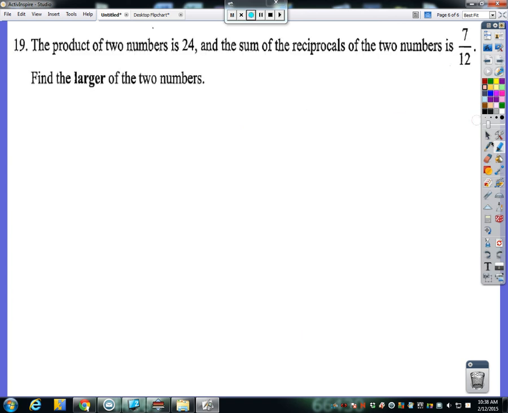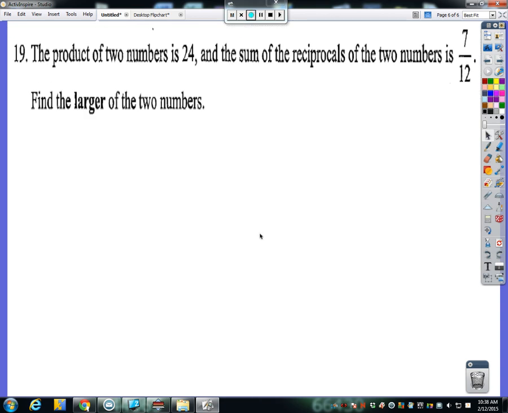All right, the last one I want to look at is number 19. Number 19 said the product of two numbers is 24, and the sum of the reciprocals of the two numbers is 7/12. Find the larger of the two numbers. Now again, this one we have to do a little bit of setup because we don't really have any equations. So the product of two numbers: if we multiply two numbers, we should get 24.